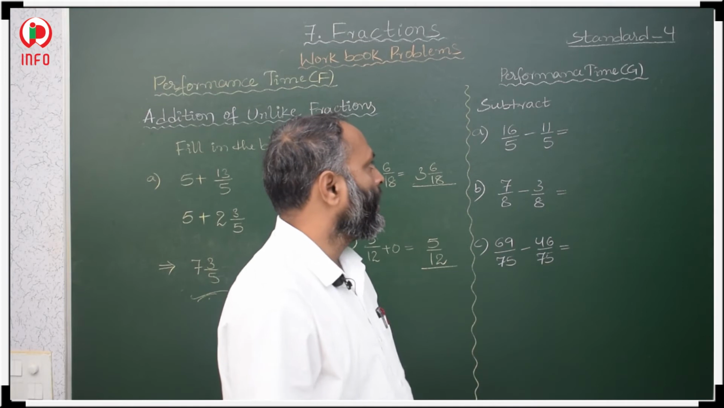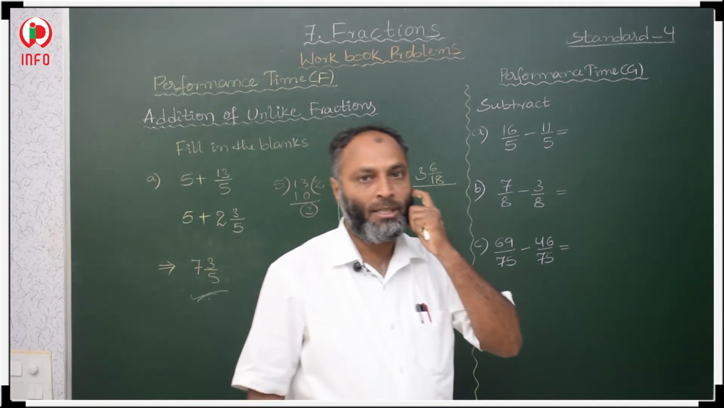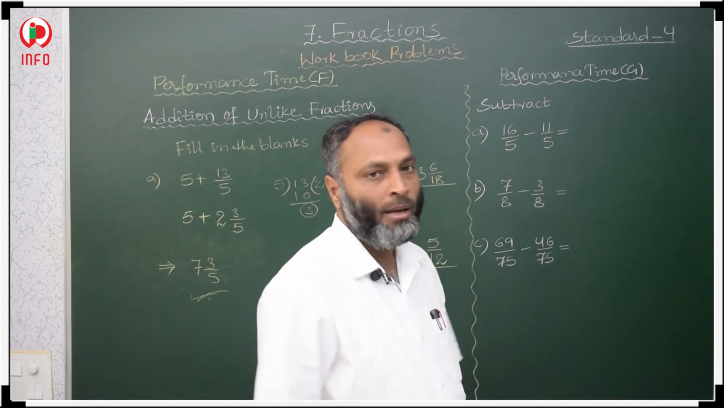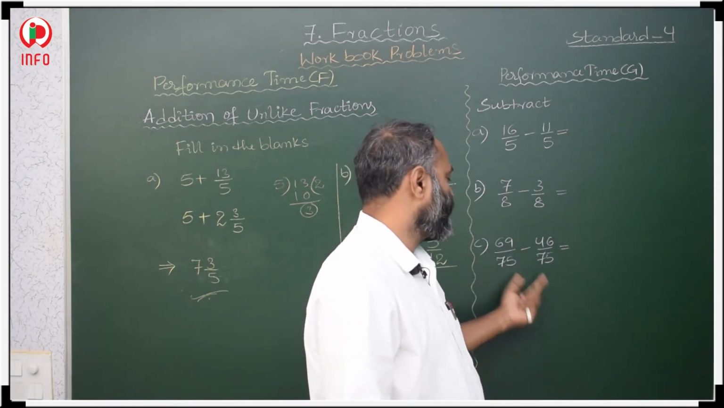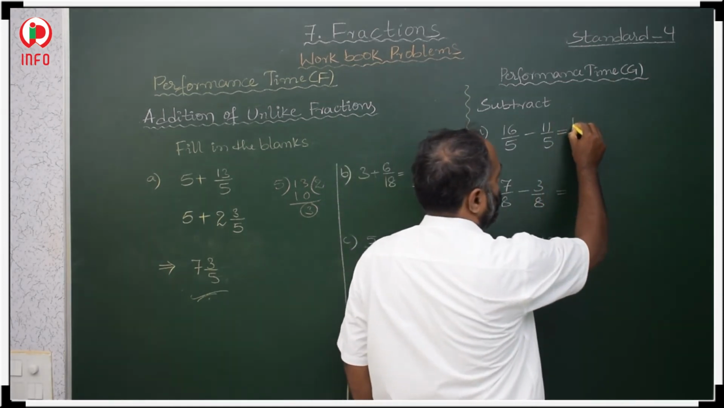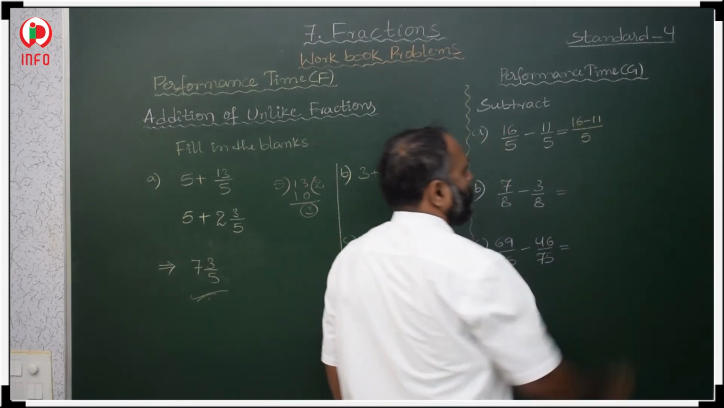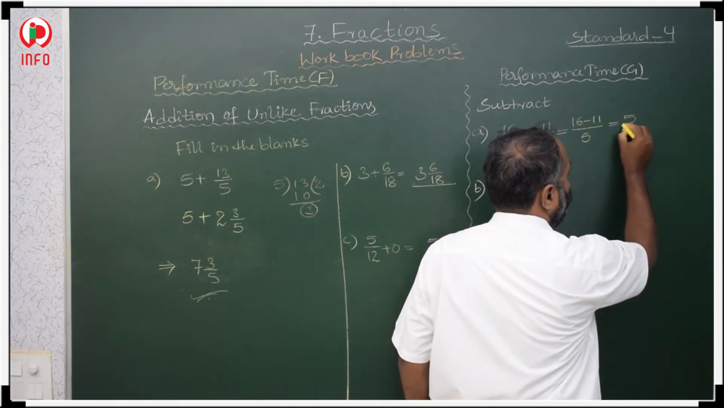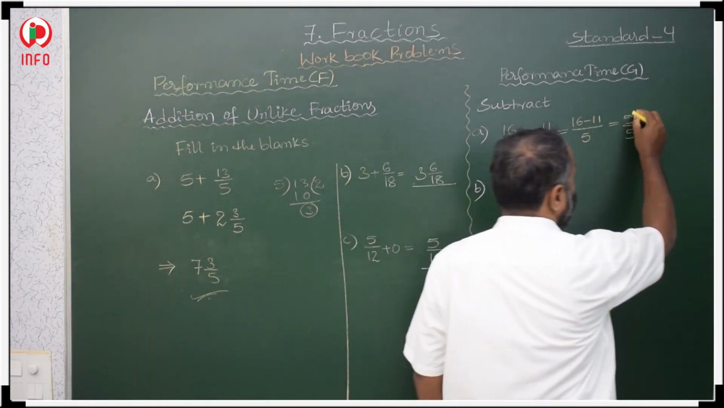Then after that, performance time G, subtraction. How to subtract? The method is the same, instead of plus we have to do minus here. Okay. All these are like fractions: by 5, by 8 in the second question, and by 75 in the third question. We subtract the numerators over the common denominator. 16 minus 11 is 5, 5 by 5. Here numerator and denominator are the same, so it makes a whole part, that is 1.